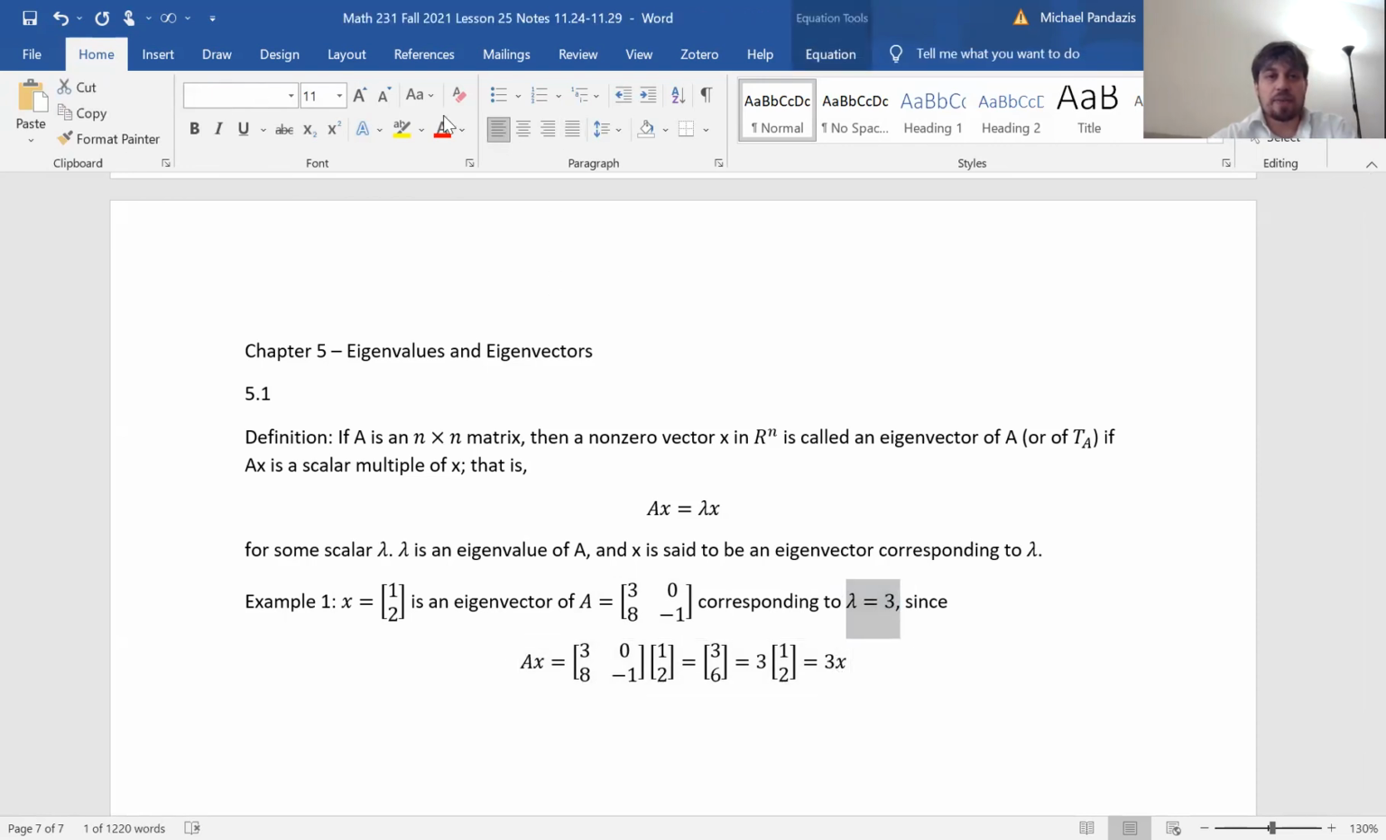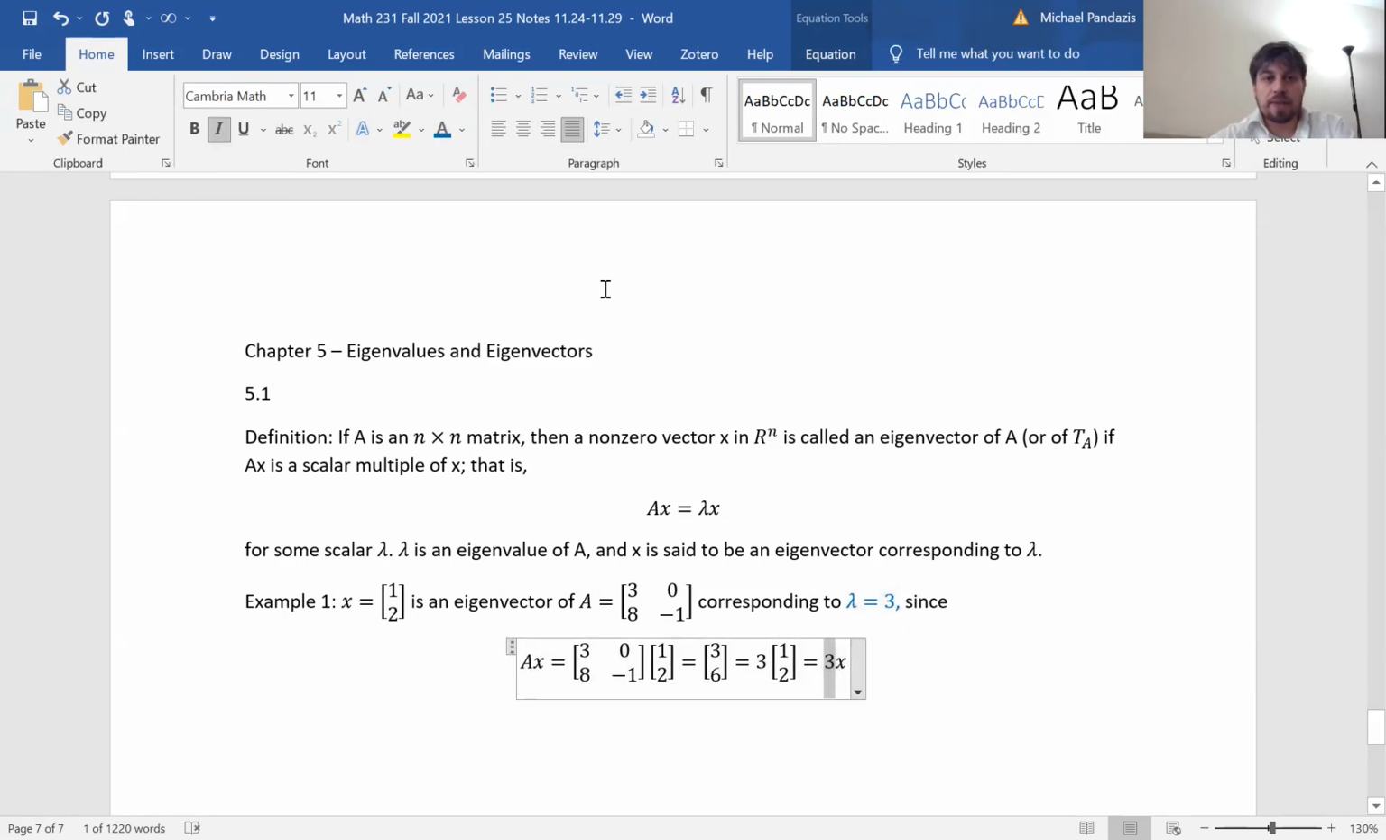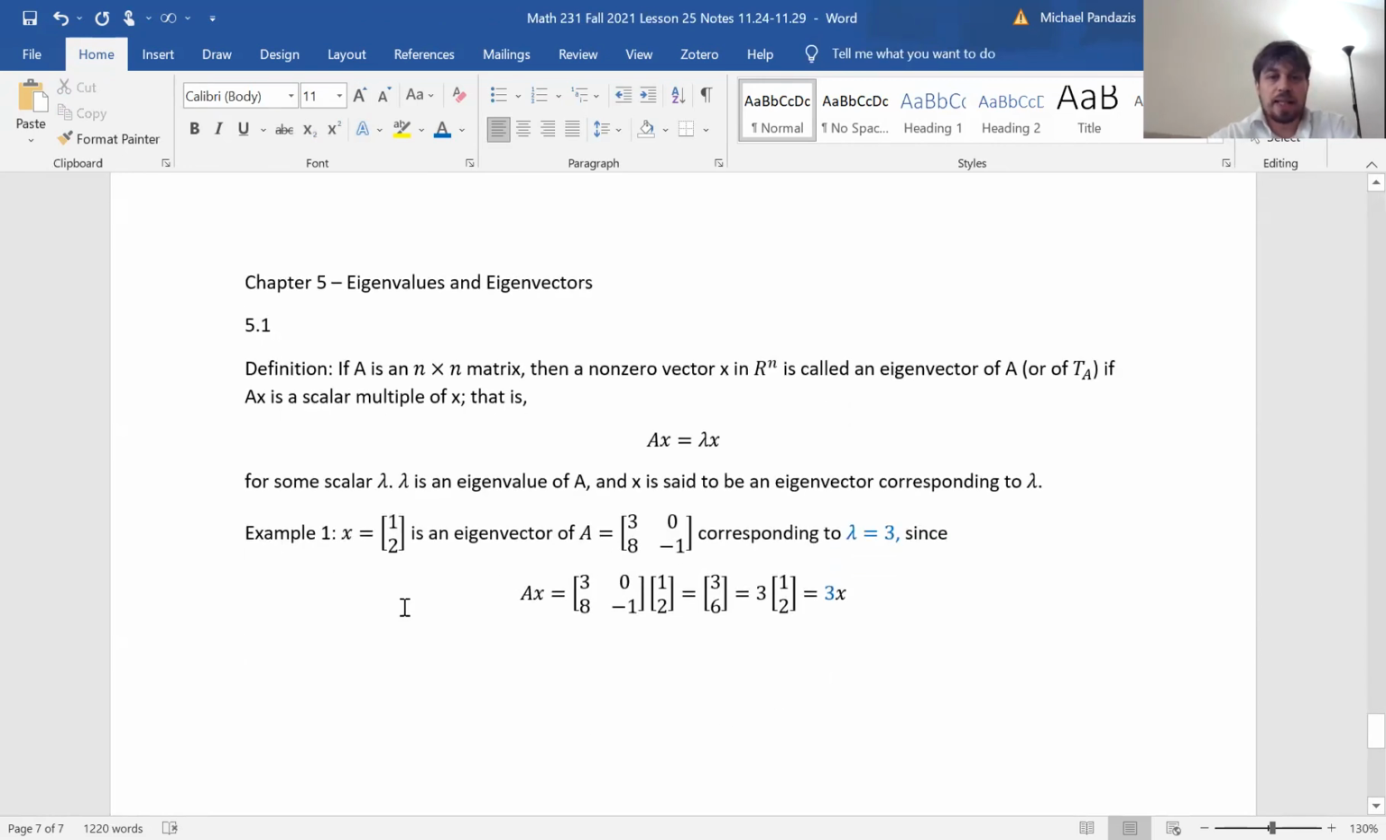So there's the lambda equals 3, and this is the 3 here. This is the vector X here. Okay, so AX is equal to 3X. The 3 is the eigenvalue. The X is the eigenvector corresponding to lambda equals 3.